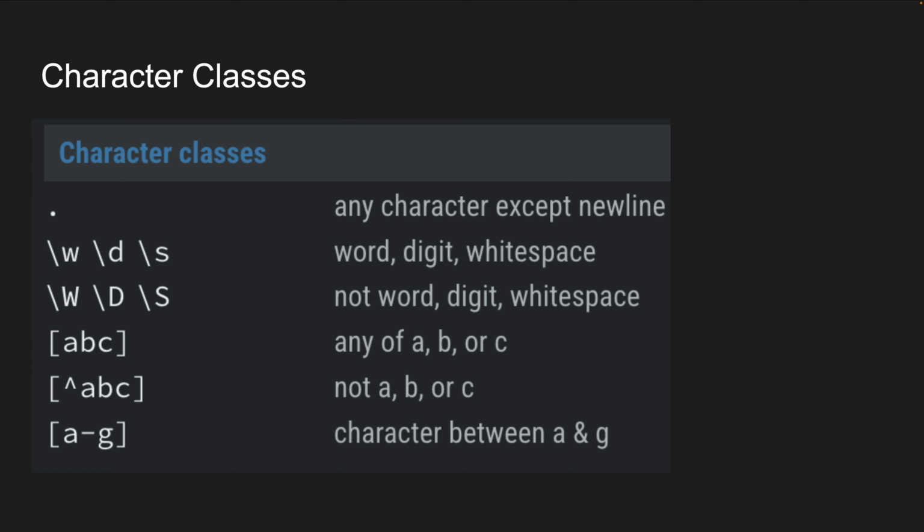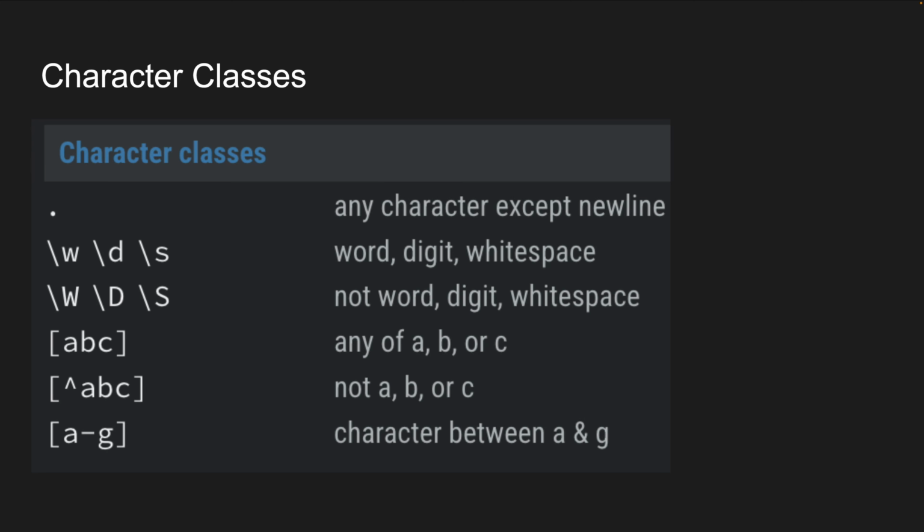If you have a period in a regular expression, that is not going to be a literal period. That is going to match any single character that isn't a new line. And then same with the \w, \d, and \s. \w is any alphanumeric character, and it also includes underscore. \d is any character that's a digit, and \s is any white space character. So that would be space, tab, new line.